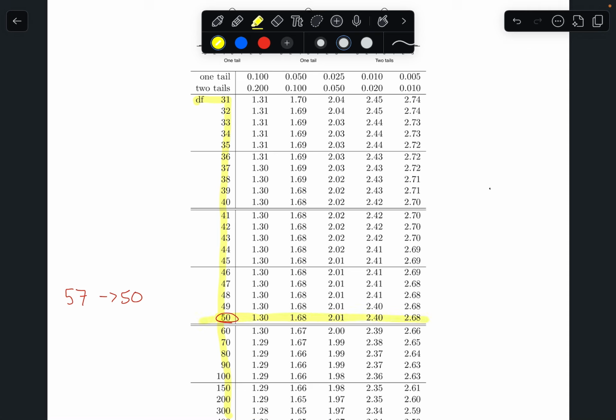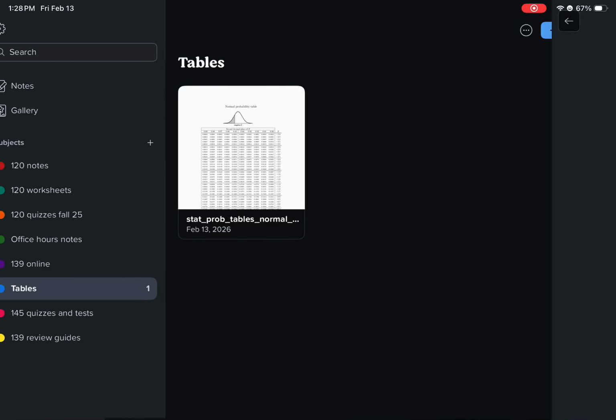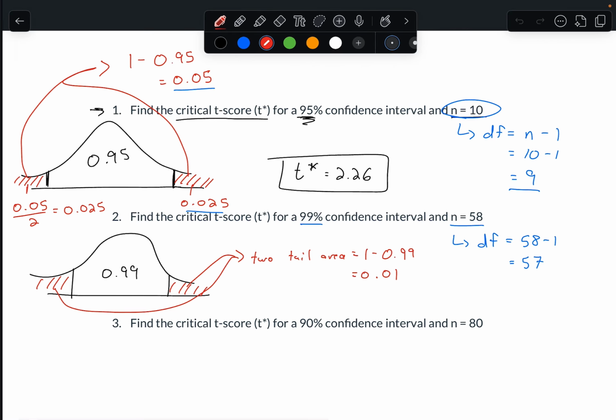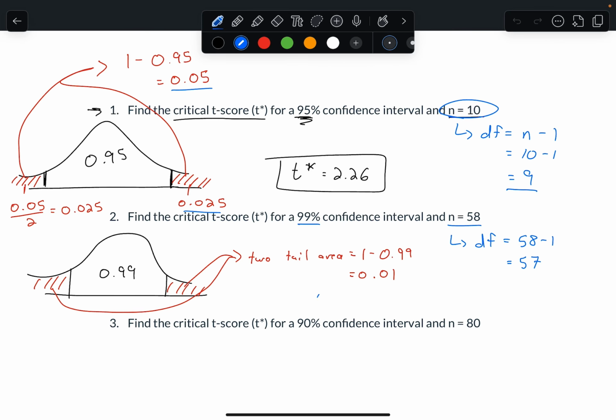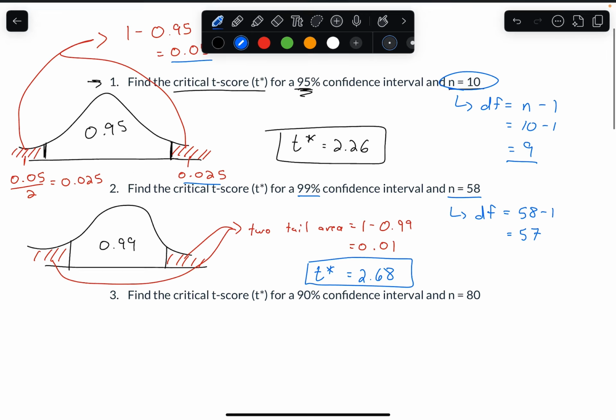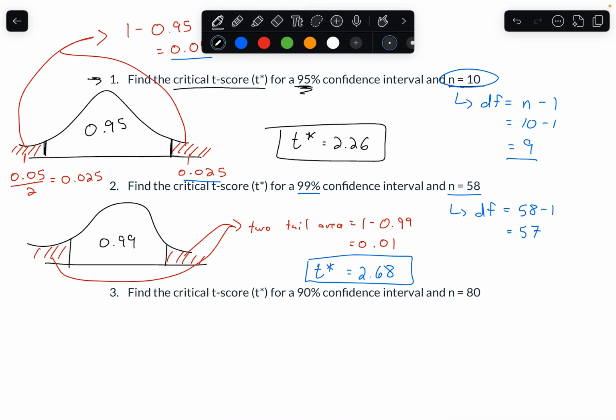And then we said we had a 99% confidence interval, which means a two-tail area then of 0.01. So this is what I'm looking at, which means that my critical T star for this problem would be 2.68. So my T star being 2.68 right here. Let's go ahead and mark it down. T star in this case is 2.68. There we go.